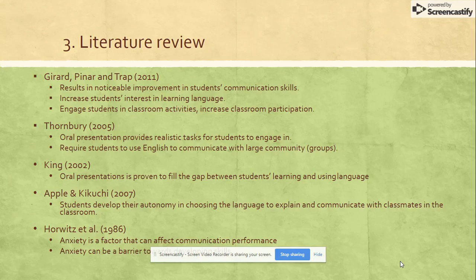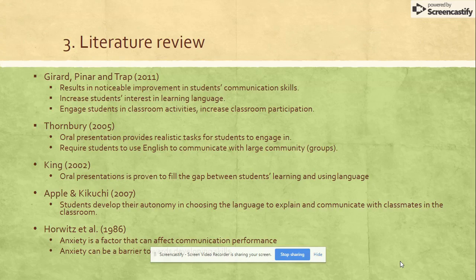Thornbury in 2005 stated that for those who learn language, oral presentation provides realistic tasks to engage in, and it requires students to use English more than usual to communicate with the large group in the class. King in 2002 also added that oral presentation fills the gap between students learning and using language.